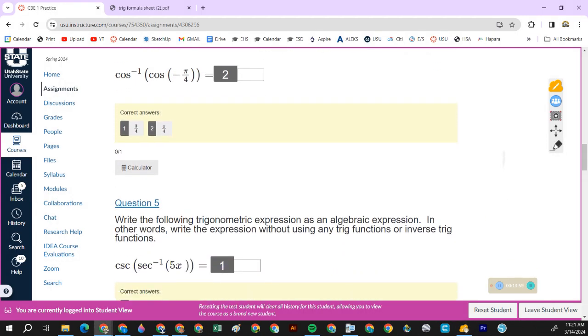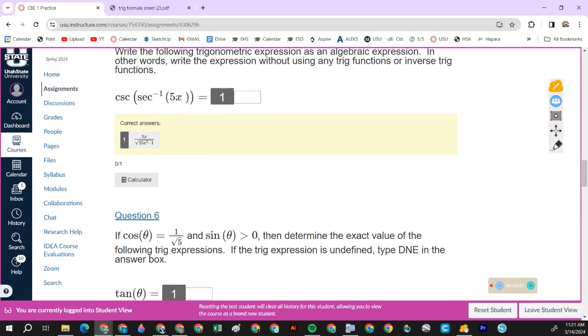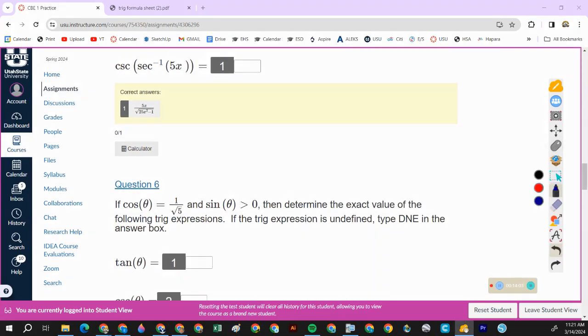Okay, that was number 4. Number 5. Okay, these are a little bit harder. So the secant of theta is h over a. You get that? So the secant inverse of h over a is theta. Okay?